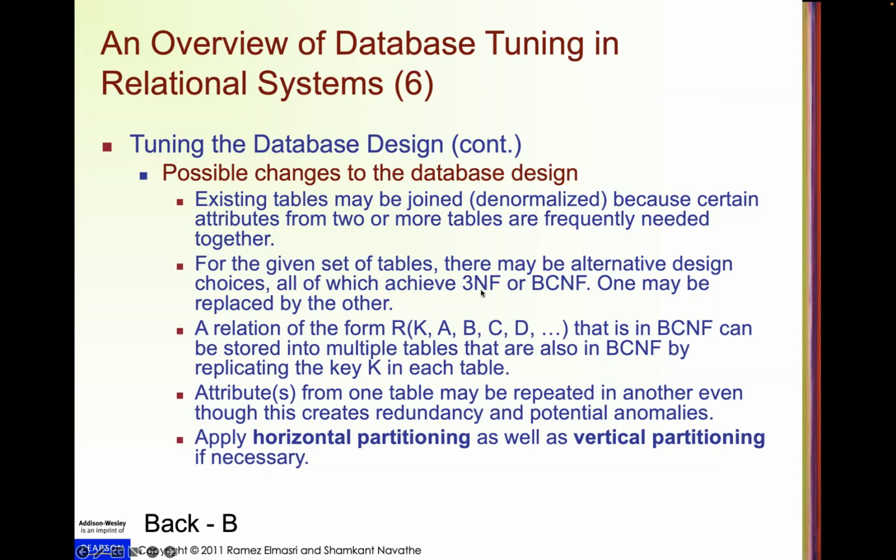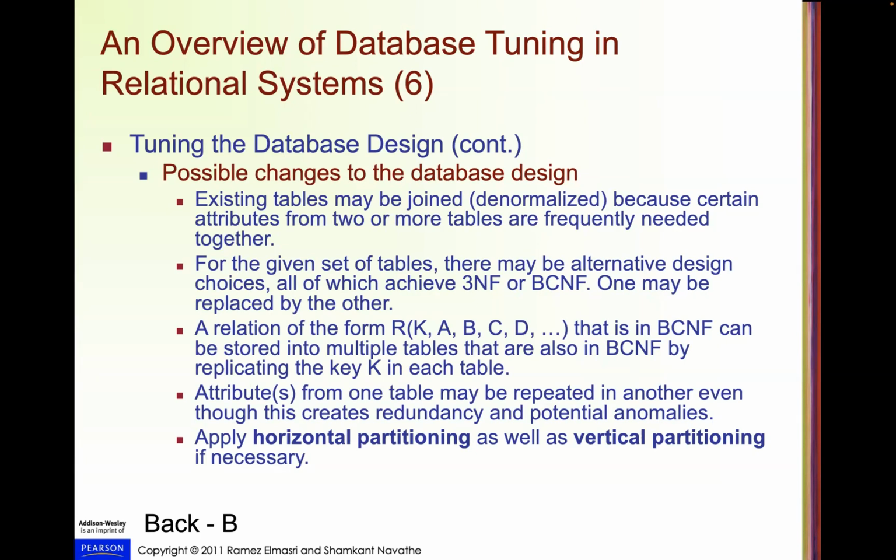Okay, the second one: for a given set of tables, there may be alternative design choices, all of which achieve 3NF or BCNF, or one may be replaced by the other. So what does this say? For a given set of tables, there may be different choices. For example, if the database is in 3NF or BCNF, like fourth normal form, one may be replaced by the other. So you can decide to change the level of normalization your tables are following, because you want to improve the performance. So this is also possible.